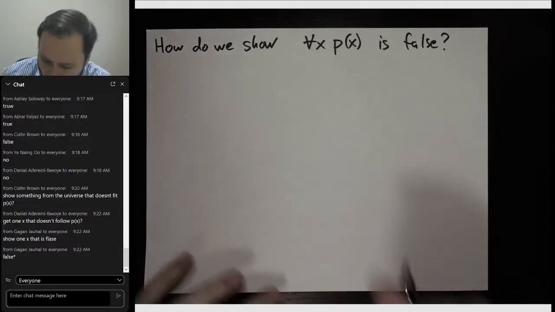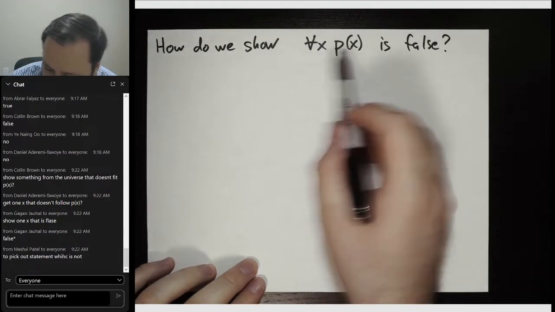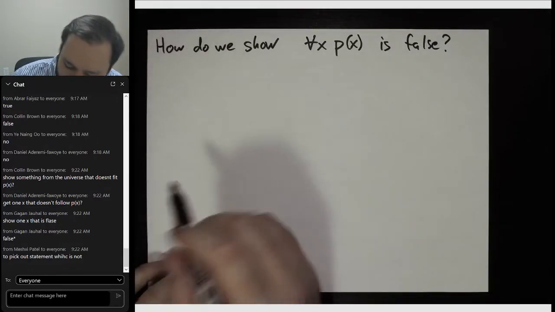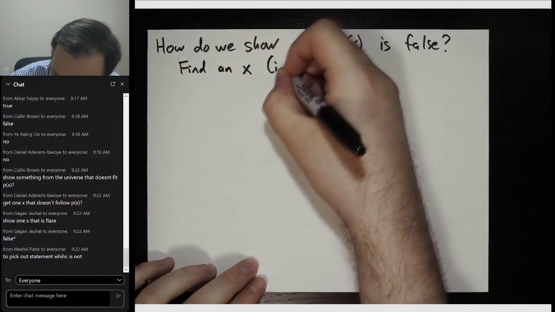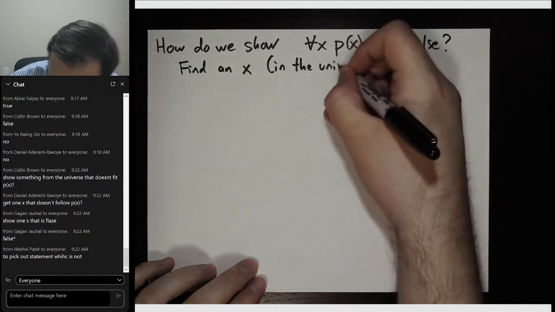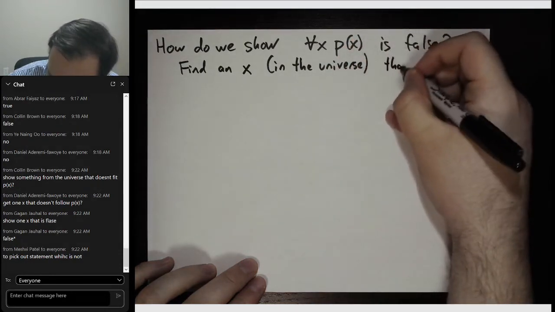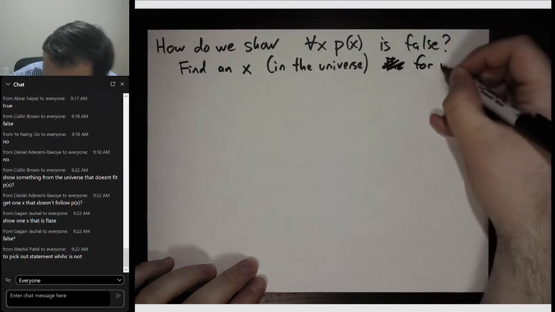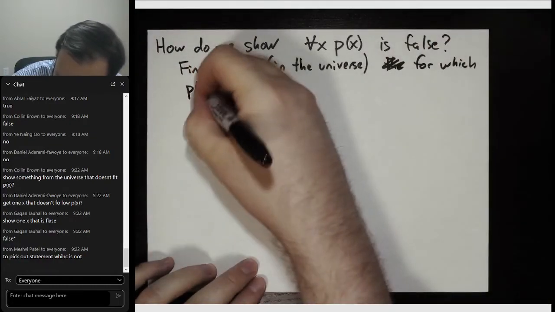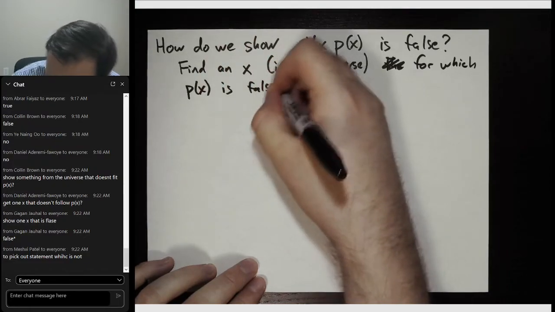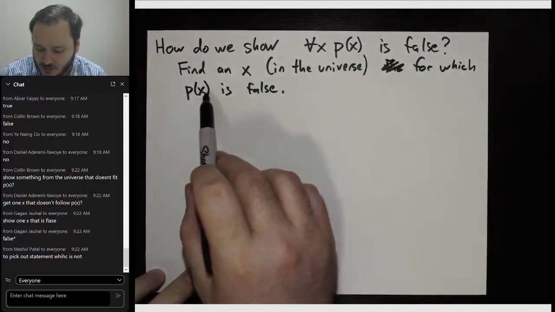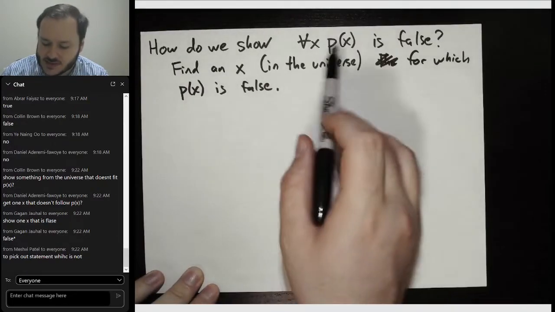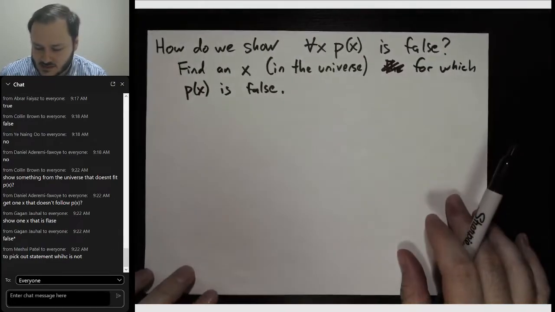Yeah, good. All we need to show for all x, P of x is false is to find an x in the universe, that's important, for which P of x is false. You only need one x. If you can find a single x that makes P of x false, as long as it's in the universe, then the statement for all x, P of x is false.